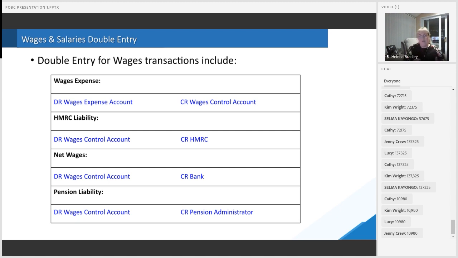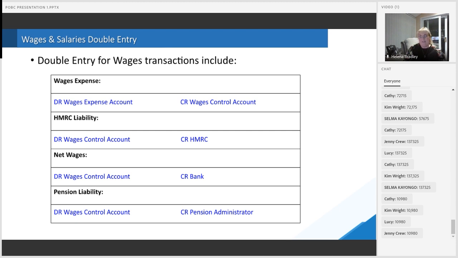The wages and salaries control account is what it says on the tin. It's the control account which helps us manage the payroll transactions of the business. You'll notice that in each of that double entry, the control account is featured. So half the double entry always passes through the control account, which actually makes learning the double entry a lot easier.